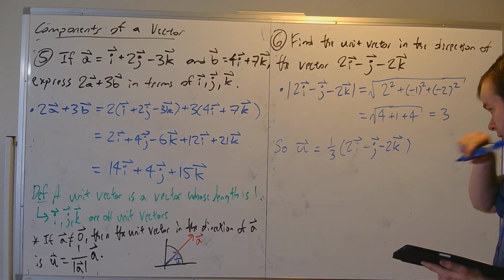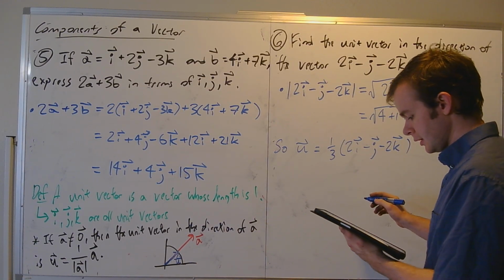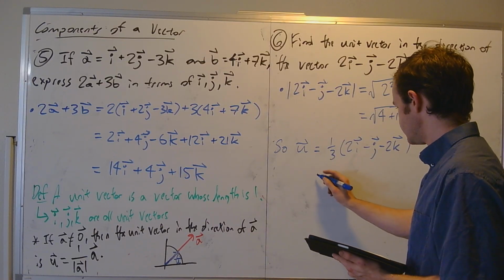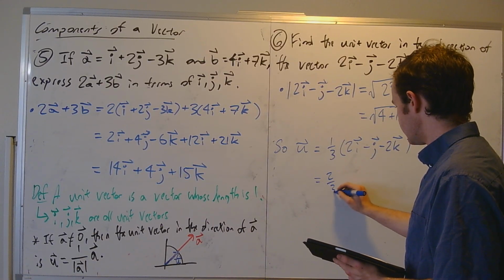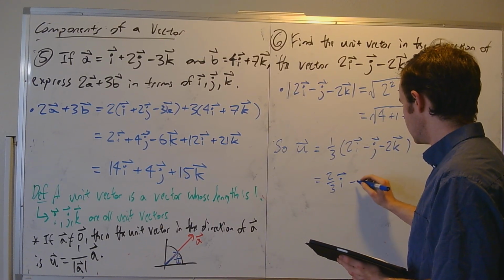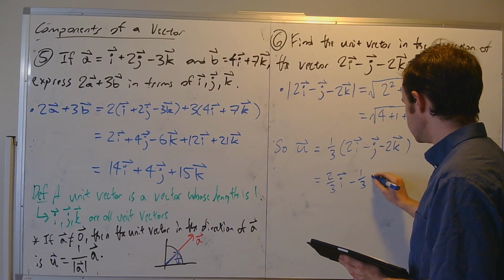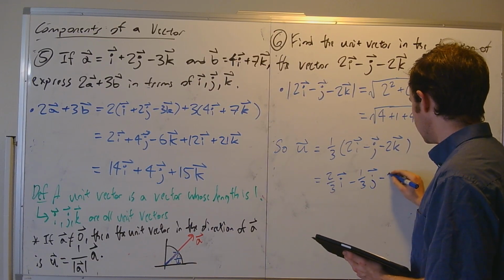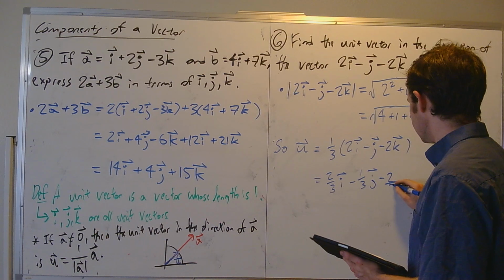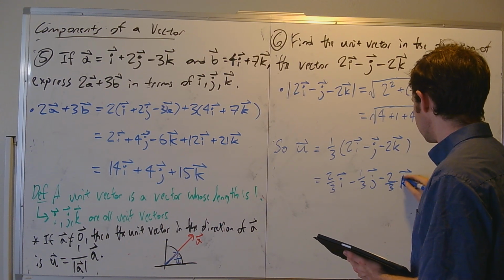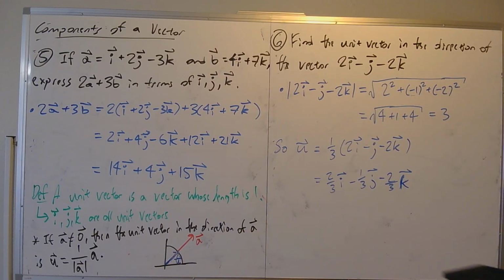Okay. So now we just divide everything by 3. We're going to have 2/3 i minus 1/3 j minus 2/3 times k. Okay. So this is going to end up being our vector.